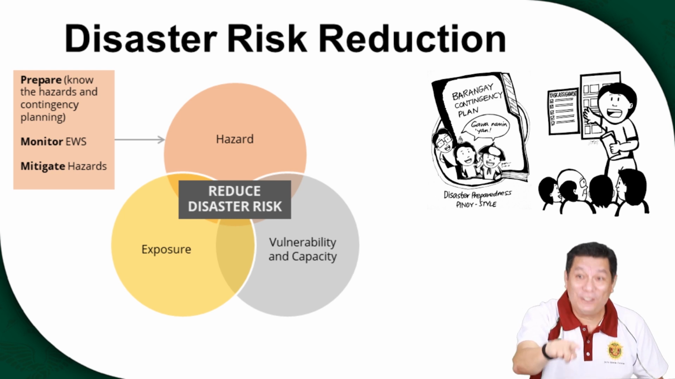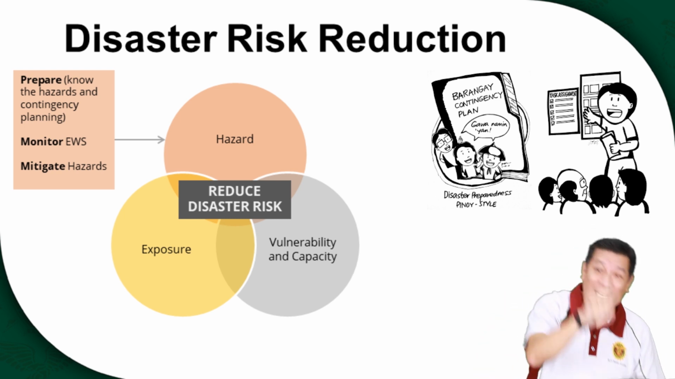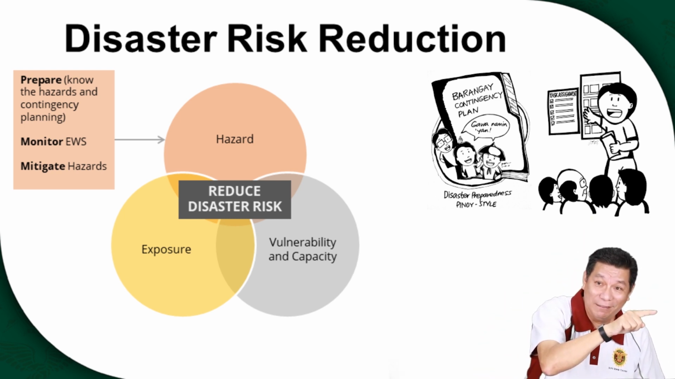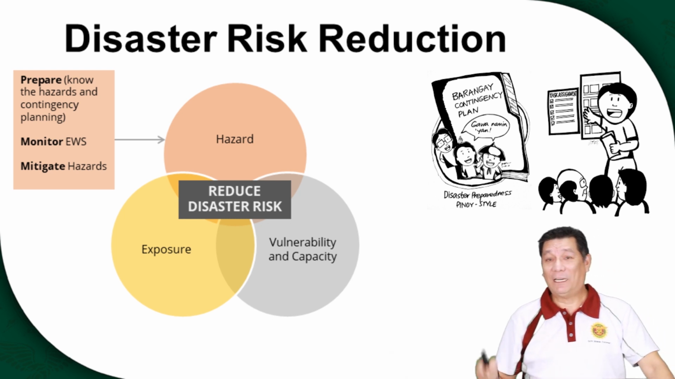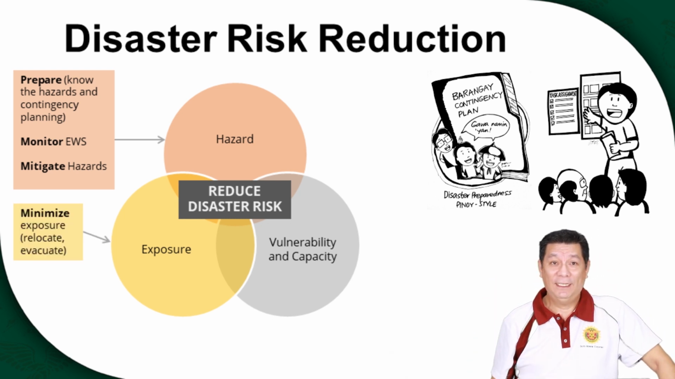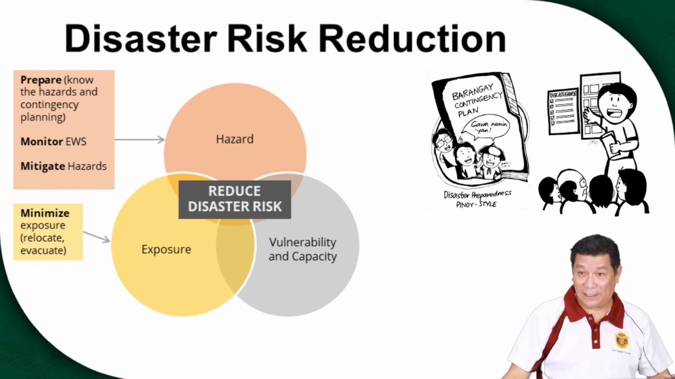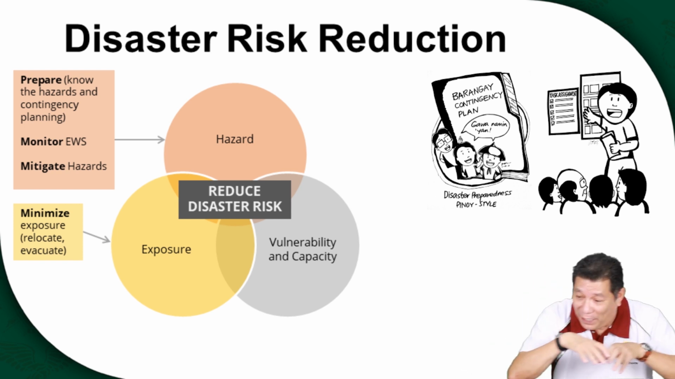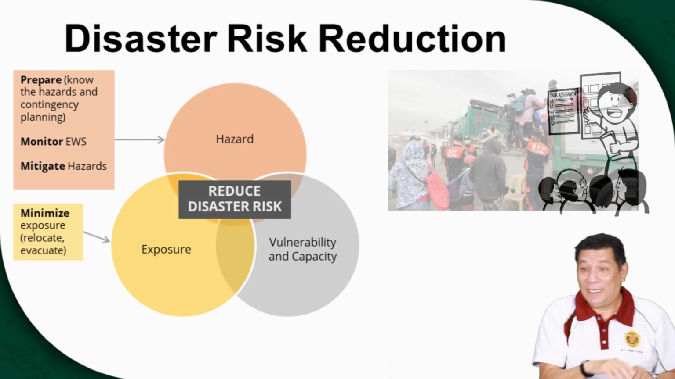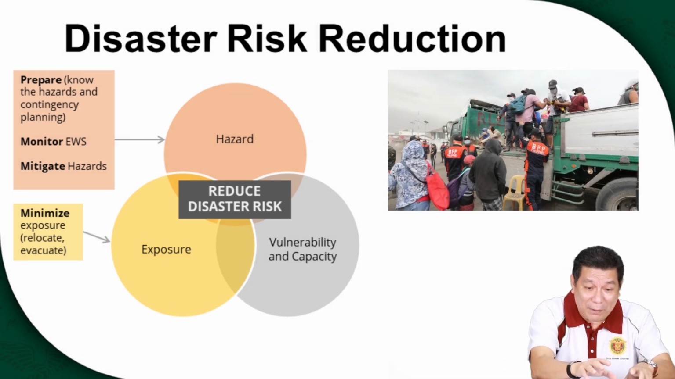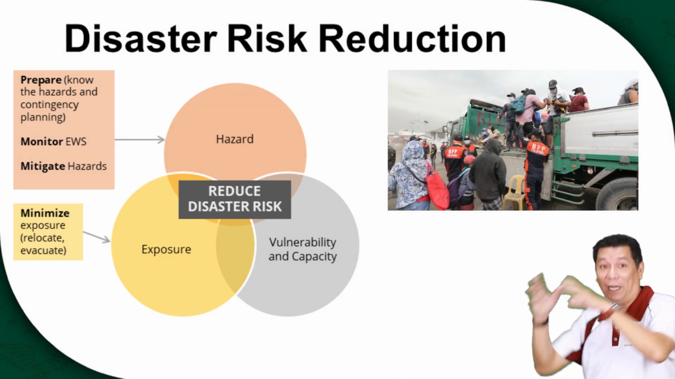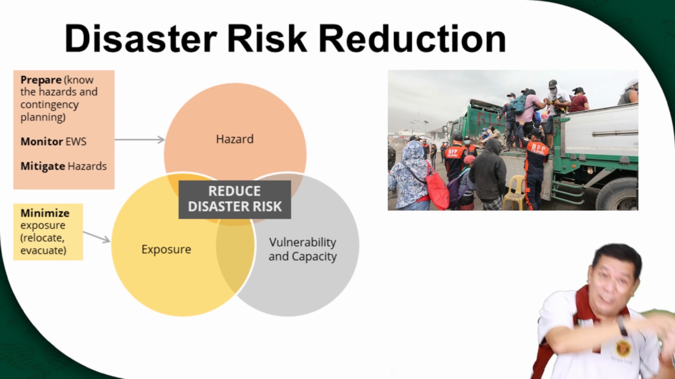Yung sakuna, yun ang disaster. Ang hazard, yun ang panganib. Next, sabi natin yung exposure. Sino ba yung mga taong dapat natin evacuate? Yung mga bahay ba na malapit sa tabi ng ilog? Saan natin ilalabas sila? Doon ba malapit din sa ilog o dapat sa kabundukan? Sa relocation. Evacuation and relocation.